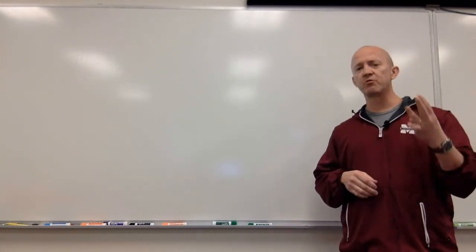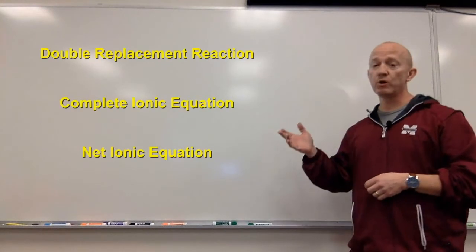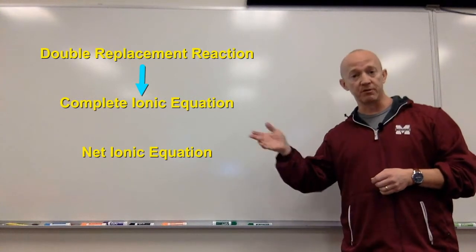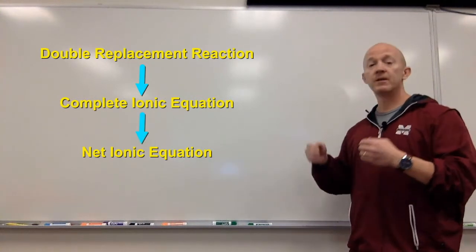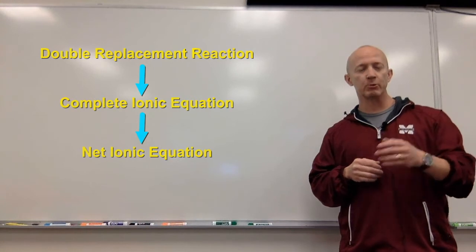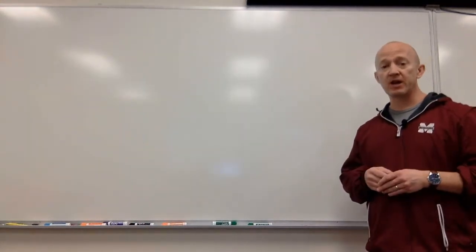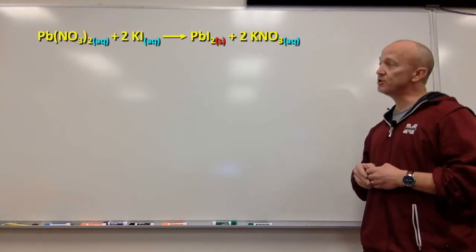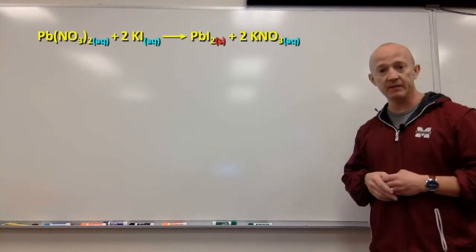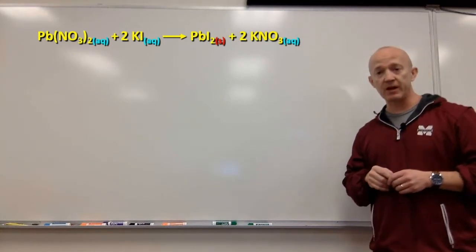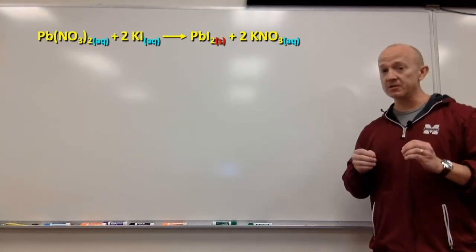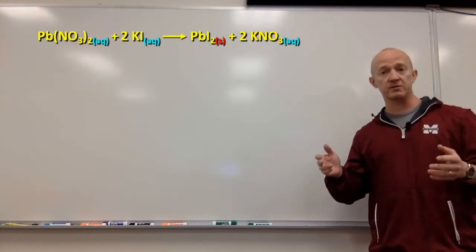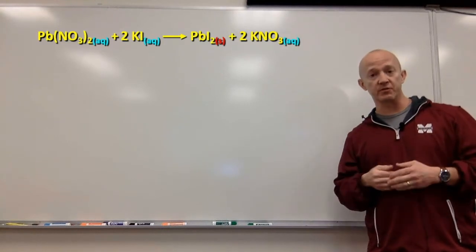So let me show you three examples of how we'll take a chemical equation of a double replacement reaction and convert it to a complete ionic equation and then a net ionic equation. Here we go. Let's start with a double replacement reaction that produces a precipitate or solid, like the reaction between lead(II) nitrate and potassium iodide. Here's the chemical equation for that reaction. Notice that it's been balanced. Now it's real important for us to remember that we must have a balanced equation to do all this. We have to obey the law of conservation of mass.